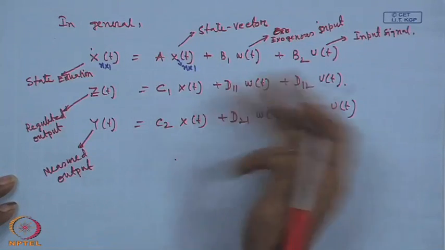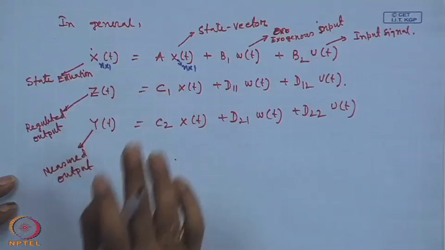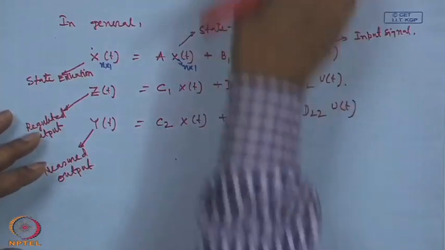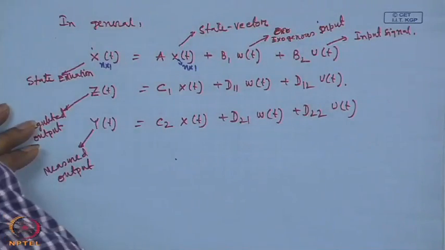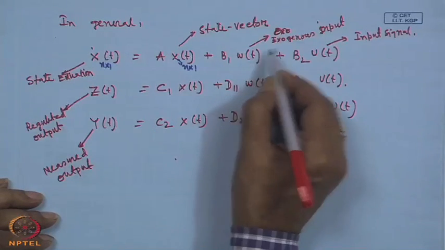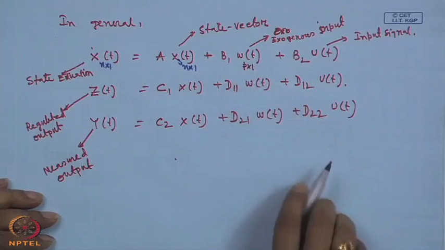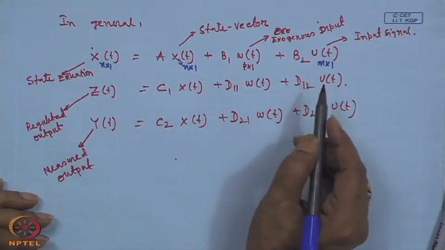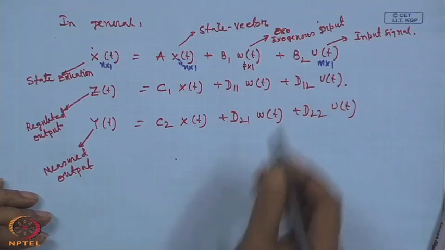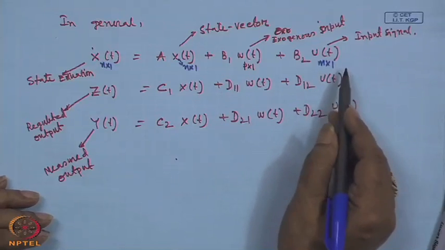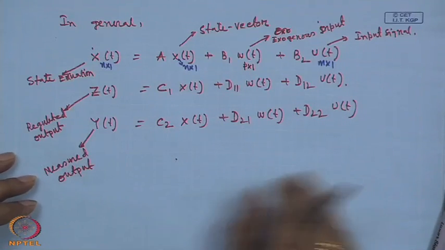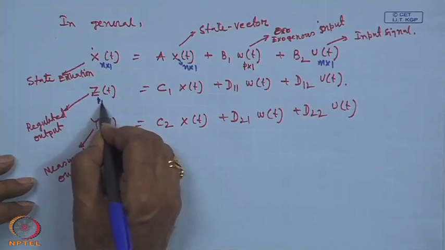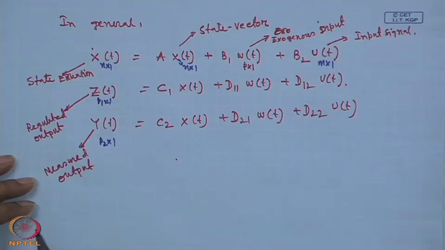If there is a perturbation, plant perturbation, all of this, I can write into this structure. Now, the dimension: let us call the exogenous input dimension p cross 1, and the input dimension m cross 1. Once I define the exogenous input and the input as m cross 1, then immediately I can find the other dimensions. Let us call these dimensions p1 cross 1 and p2 cross 1.